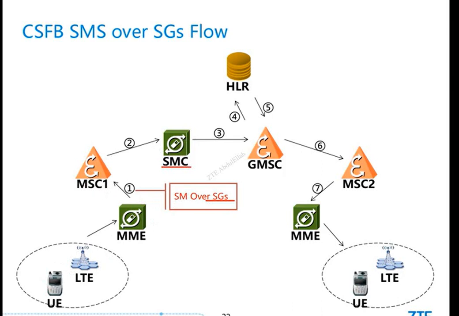The short message center will send the message to the target gateway MSC, and the target gateway MSC will send this message to the HLR, to look for the target MSC2 address. Okay, the HLR will feed back the MSC2 address, and then the GMSC can find MSC2. Okay, and MSC2 will send the message to the other MME, and through the MME it is sent to the UE. So we can see that because of the SGs interface, short message can be supported in LTE and 2G networks.